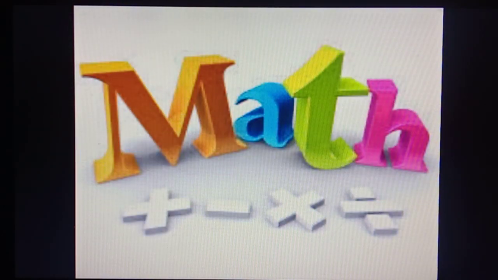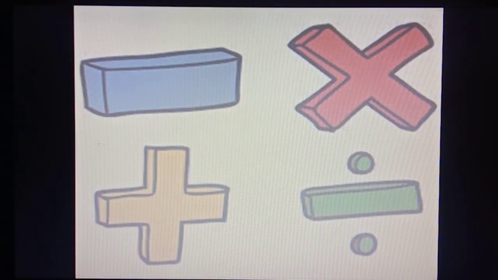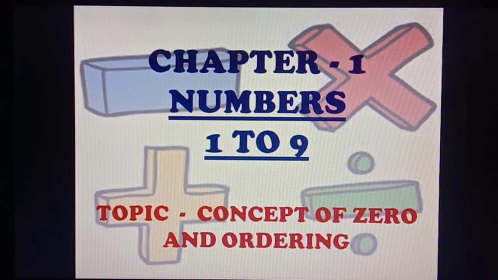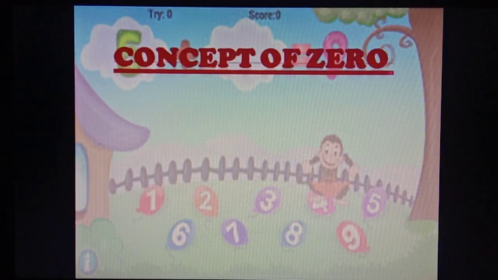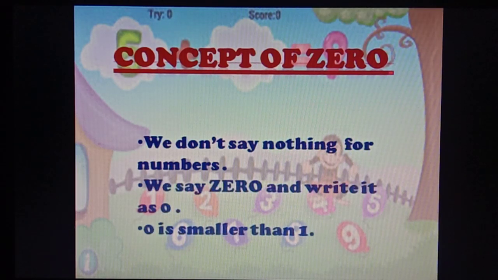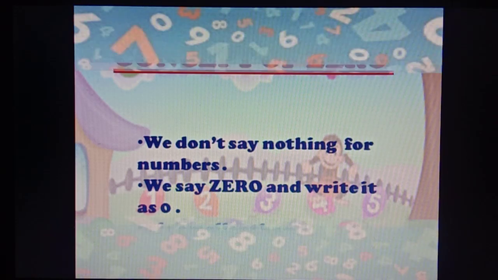Today we'll study math. We will continue with our chapter 1, numbers 1 to 9, with our new topic, concept of zero and ordering. We will start with the first topic, concept of zero. As you all know, we don't say nothing for numbers. For numbers, we say zero and write it as this. 0 is smaller than 1.